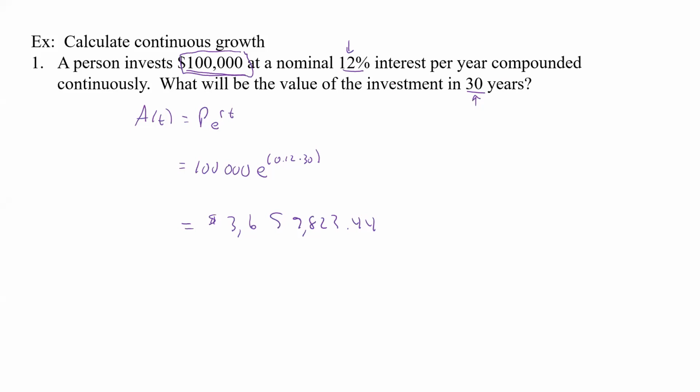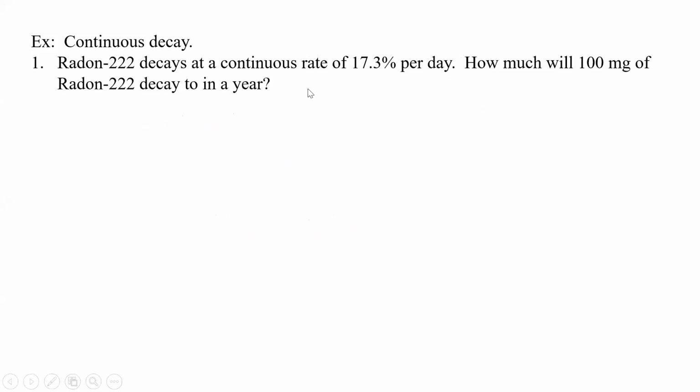All right. What's our next one ask for? Here we've got a decay rate. Now decay means we're going to have a negative growth. We're not going to be gaining. So in this case, instead of R being positive, R is going to be negative, and its rate is 0.173. So R now is a negative. Now, how much will 100 milligrams of radon decay to in a year?